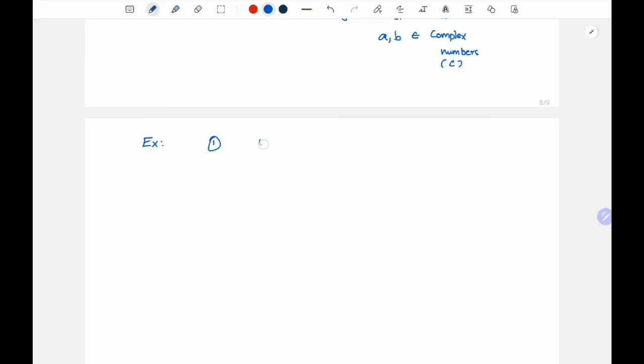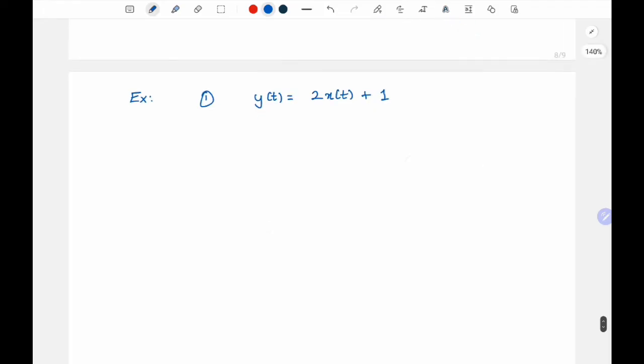So the first system, let's take y of t is equal to 2x of t plus 1. So you may think that y of t is linearly related to x of t. But let's go ahead and check if this is really a linear system. So first let us try the additivity property. So x1 of t gives y1 of t, which is nothing but 2x1 of t plus 1. Okay, x2 of t gives y2 of t, which is 2x2 of t plus 1, right?